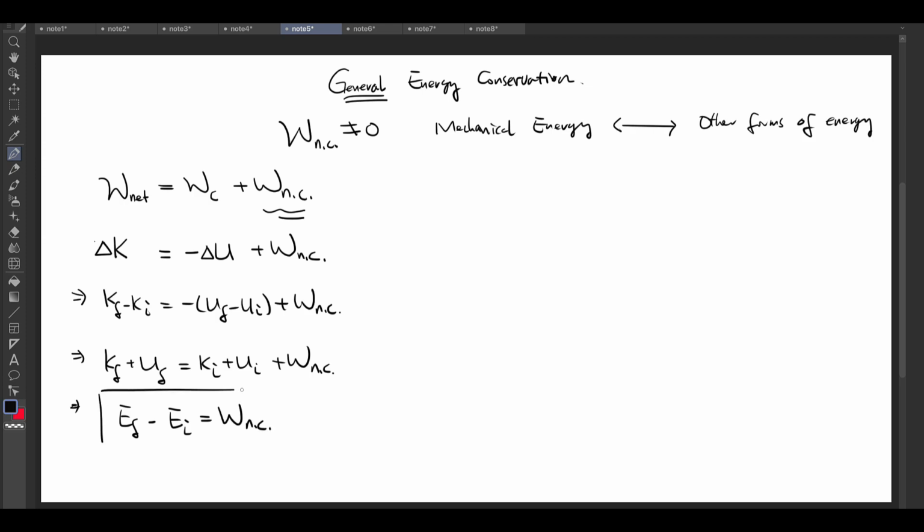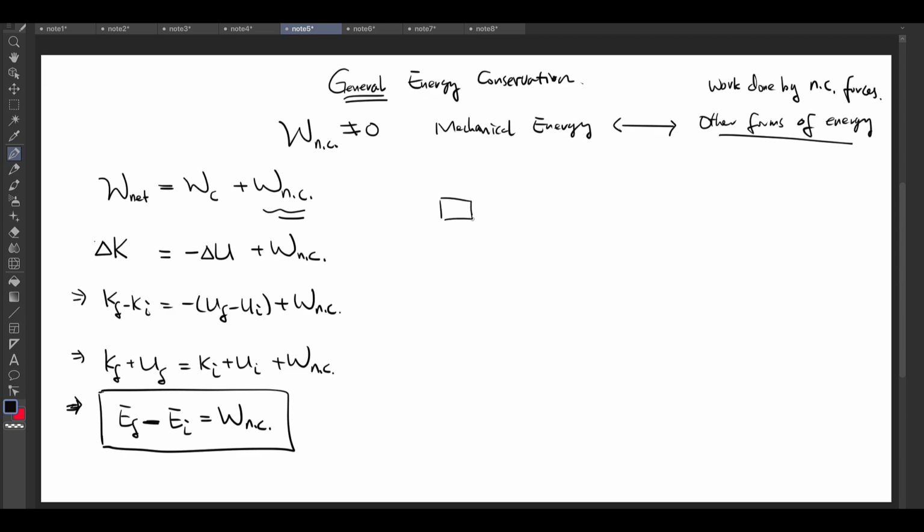That's another important equation. Sometimes we can apply it to calculate, for example, the work done by non-conservative force. We can look at the mechanical energy change, which gives us exactly the work done by non-conservative forces. This equation is called the general energy conservation because we do see some energy conversion here. We can relate the mechanical energy change to other forms of energy through the work done by non-conservative forces.